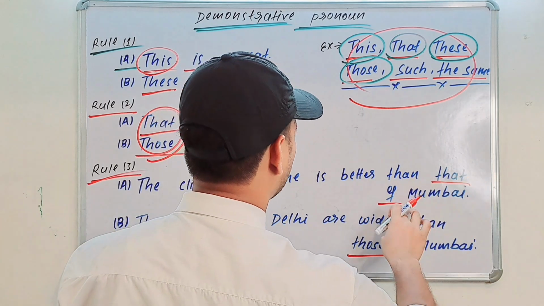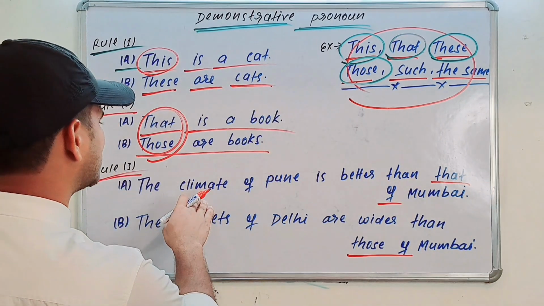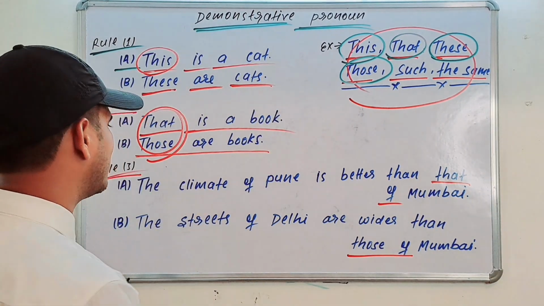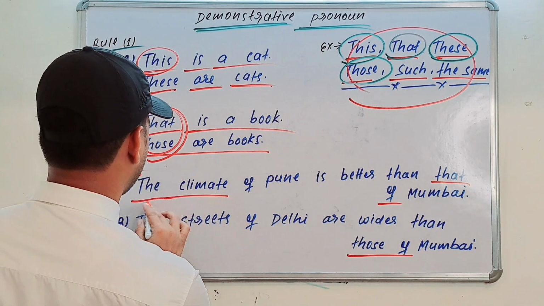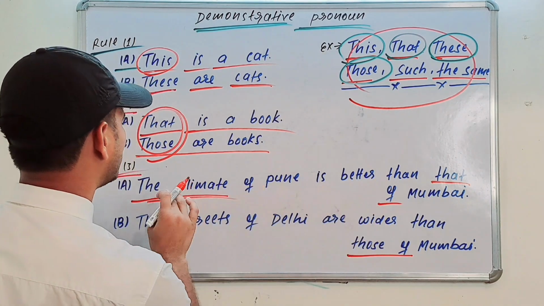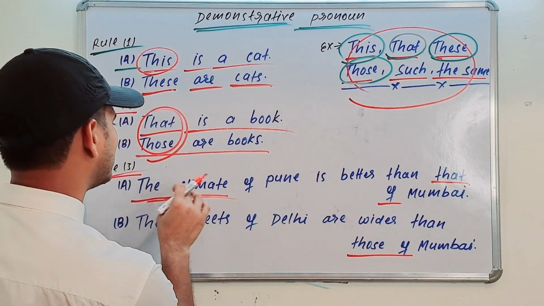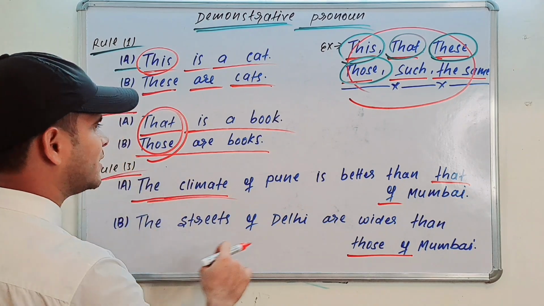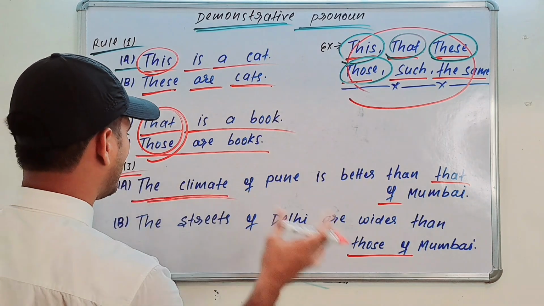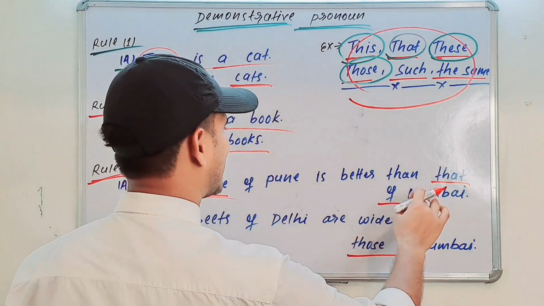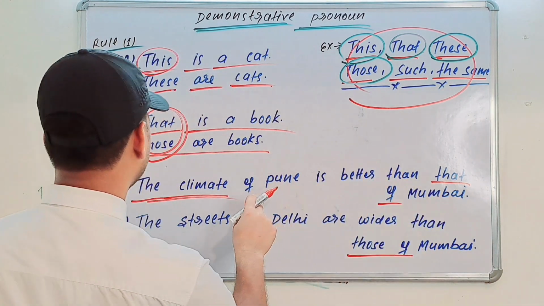So here "that of" eliminates the repetitive use of a singular noun. What is it? The climate. "That of" is used to eliminate the singular noun "the climate". How? Just suppose there is no "that of", that of is not used in A.